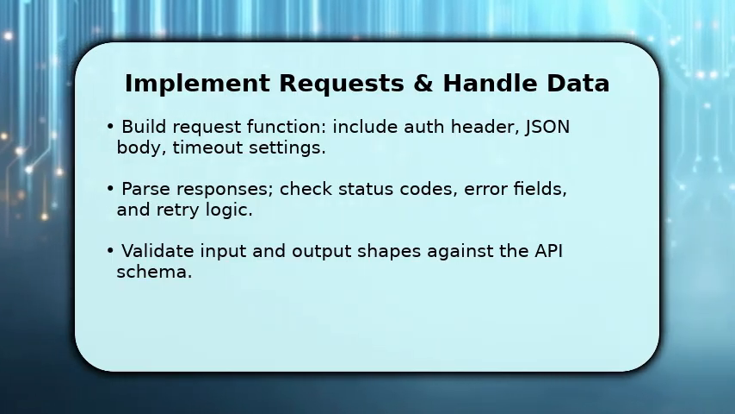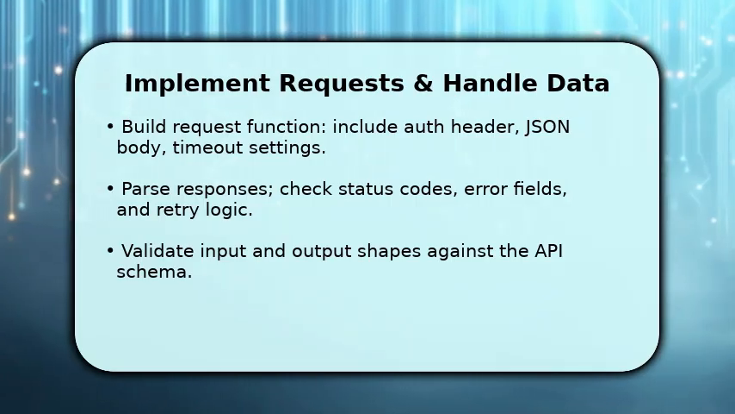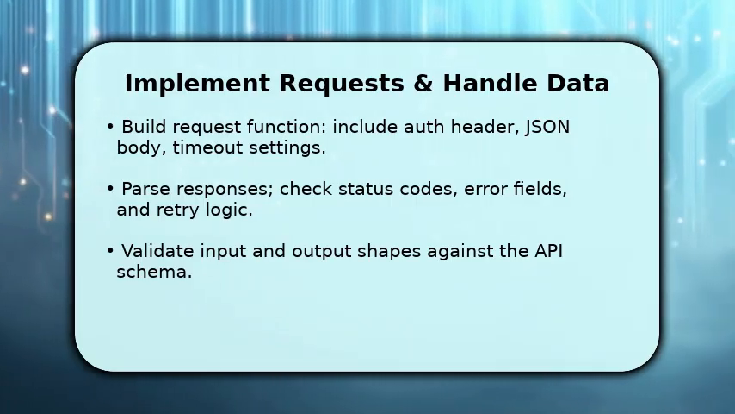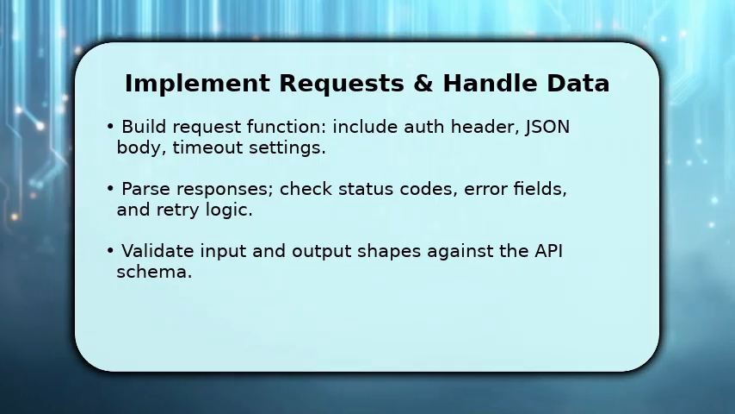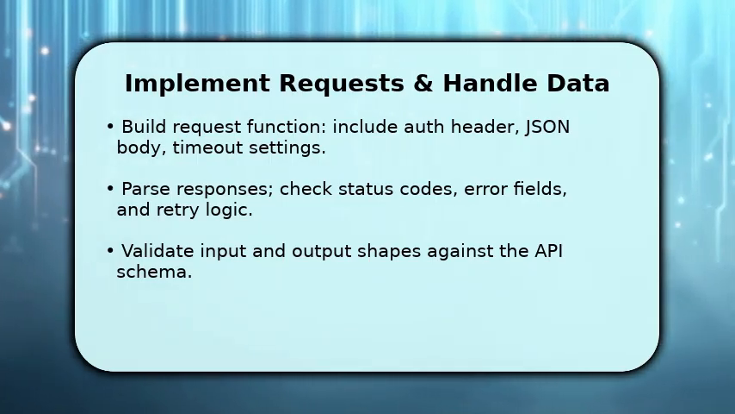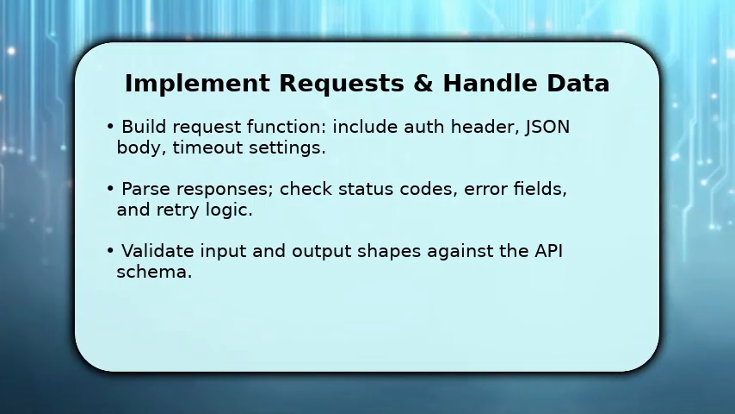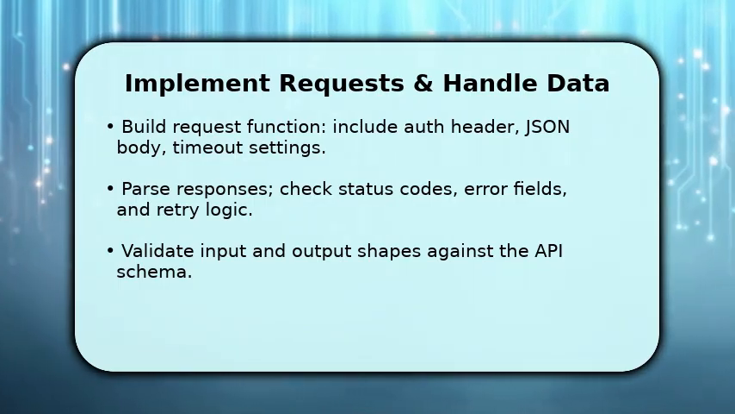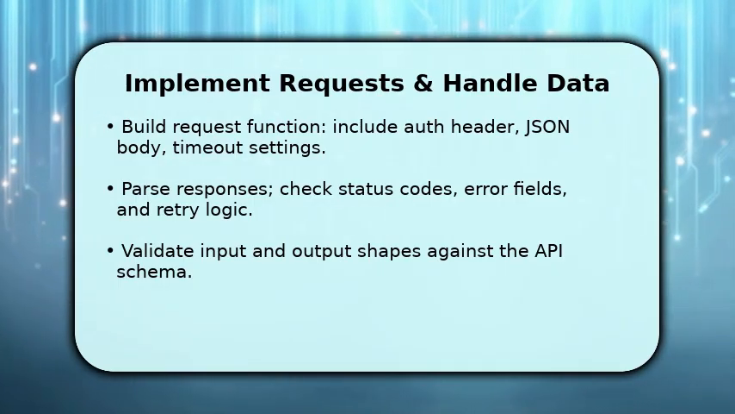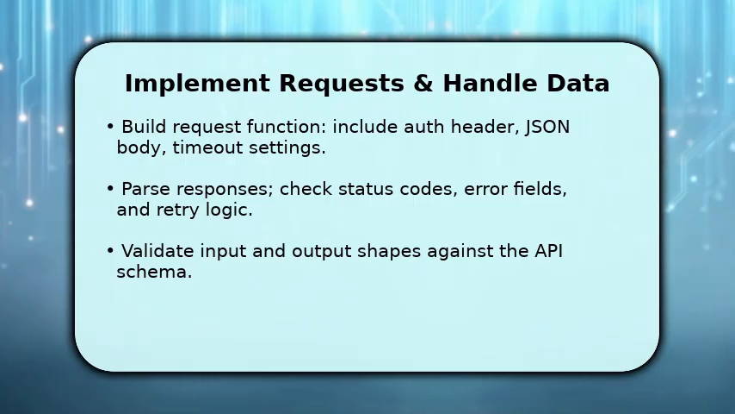After you call the main endpoint, parse status codes and the error object so you can branch on success versus failure. Add exponential backoff retries for transient errors. Also validate input and response shapes so your app fails fast if the API contract changes. These steps stabilize the middle of the flow.